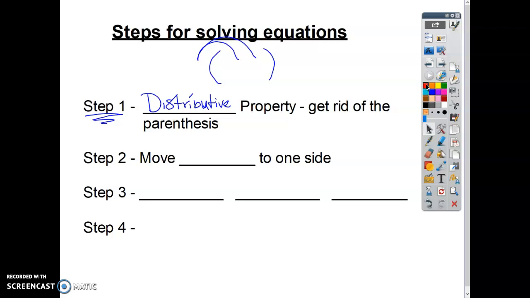Step 2, you need to have all of the variables on one side and all of the constants on the opposite side. So we're going to move variables and constants to one side. I'm just going to say move the variables to one side. Okay, that means we're going to move everything else to the other side. We have to separate everything. Because at the end of the day, we're solving for the variable, so I want the variable to be by itself. And remember, variable is your letter, whether it's X or Y or whatever.